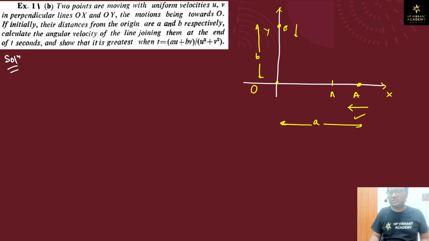Let us consider the position of point A as A dash after time t and the position of B as B dash after time t. After a time t, since the velocities are u and v along the x and y directions, this distance is ut, and this distance BB dash after time t will be vt. So this distance is b minus vt, and this distance is a minus ut. Let us join these 2 points.